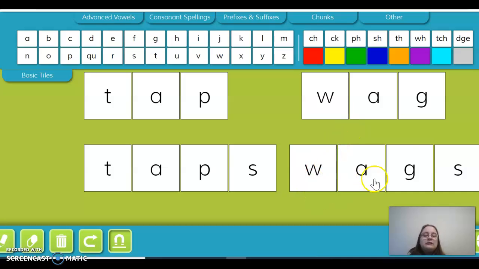So now let's do this last one together. W-A-G. Wags. Like my dog wags her tail when she is happy. Awesome job, friends. Okay, we are going to look at our spelling words now.